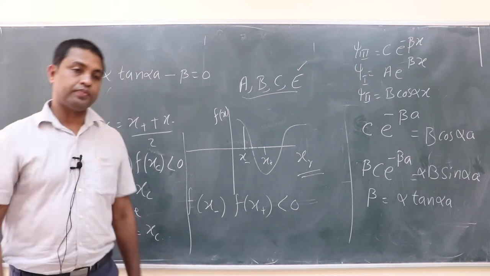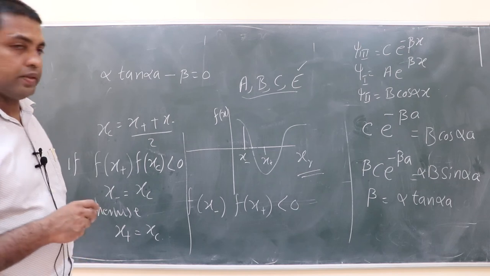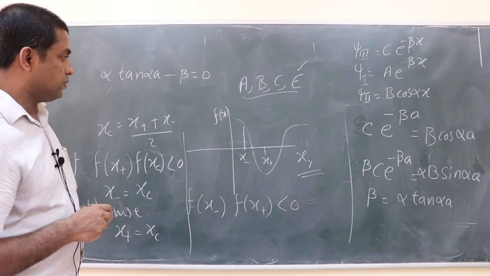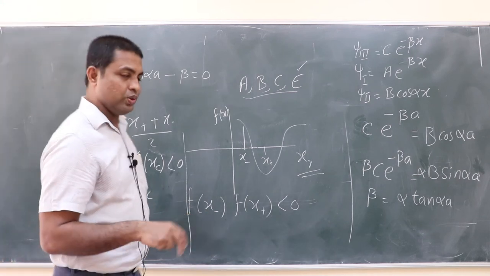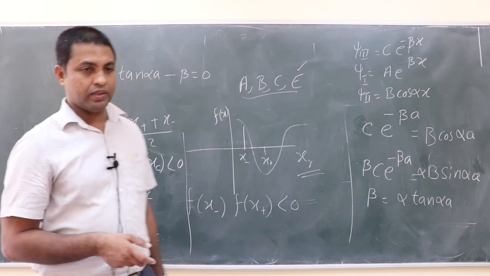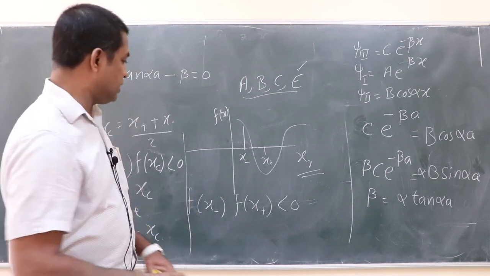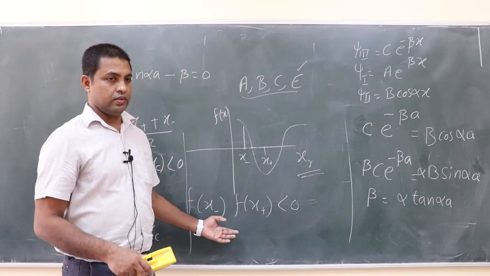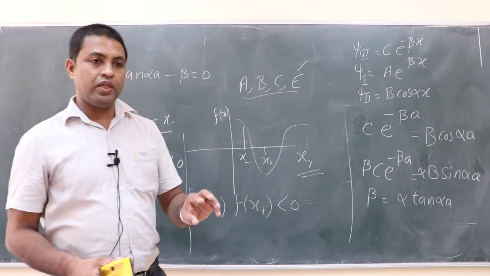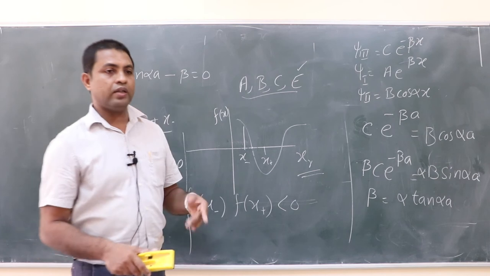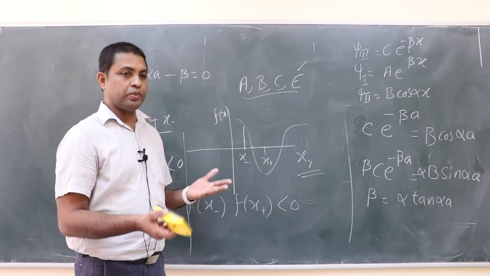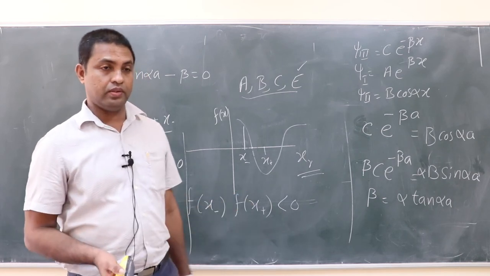Is that clear? Yes, sir. Sir, one question. If the root between x1 and x2 is more than one, like two or three? No, you can't do that. You have to find out graphically that there is only one root in between. If there is more than one root, obviously this condition will not be satisfied. The bisection algorithm is to find exactly what the root is, but to apply it you should have some idea that the root lies between two values and there is no other root in between.